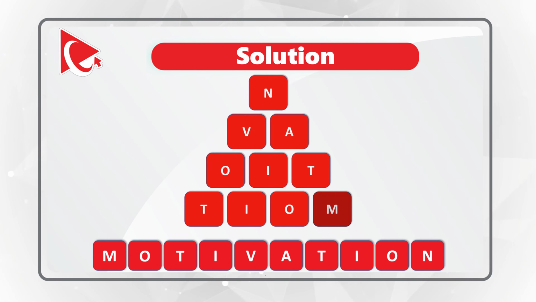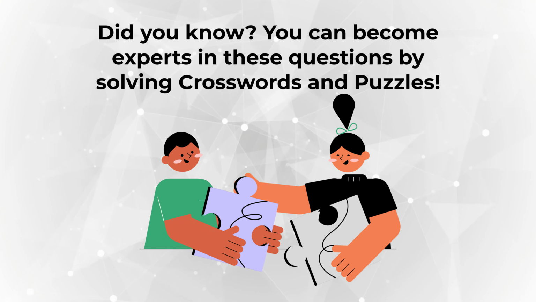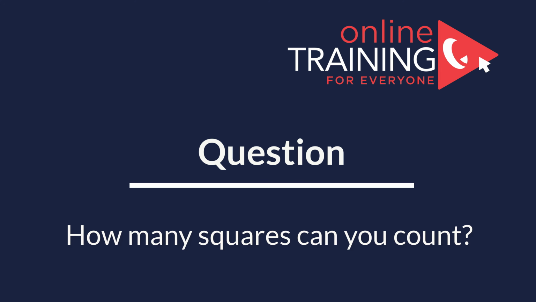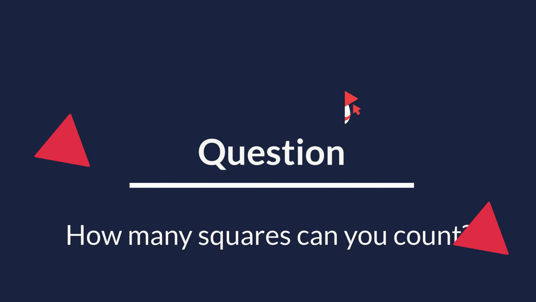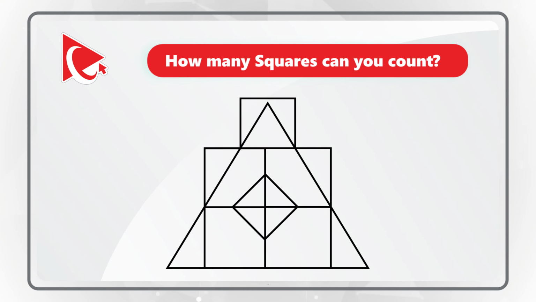You see M-O, and then you swap T-I, and then if you continue, you go V-A-T-I-O-N. You can solve these types of challenges better if you do more crosswords and puzzles. Here's an interesting question where you need to correctly count the number of squares in a picture. Take a close look and select from one of the following choices.